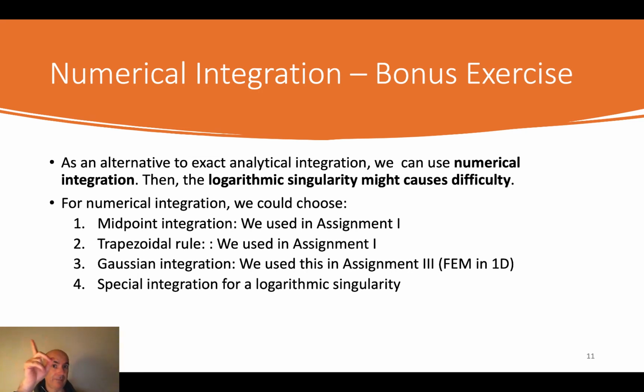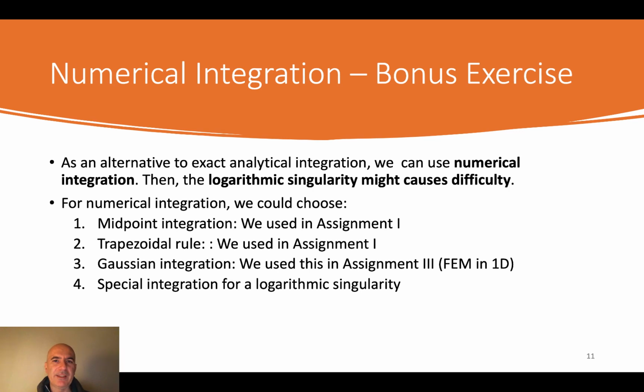So if we're going to calculate that integral with a logarithm, the logarithm of x for x equal to 0 goes to minus infinity, and it's going to be a singular point. So we need to be careful with that. For the numerical integration, we could choose 4 techniques.